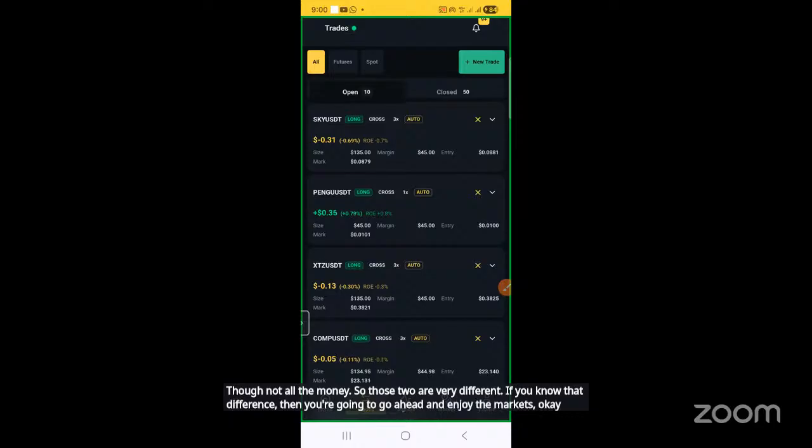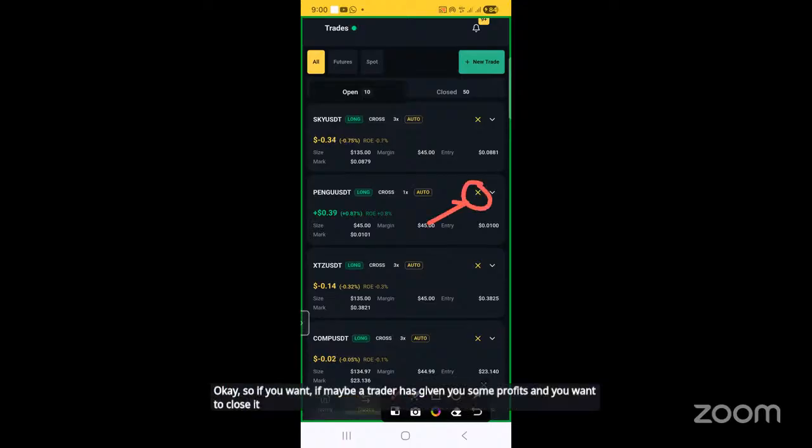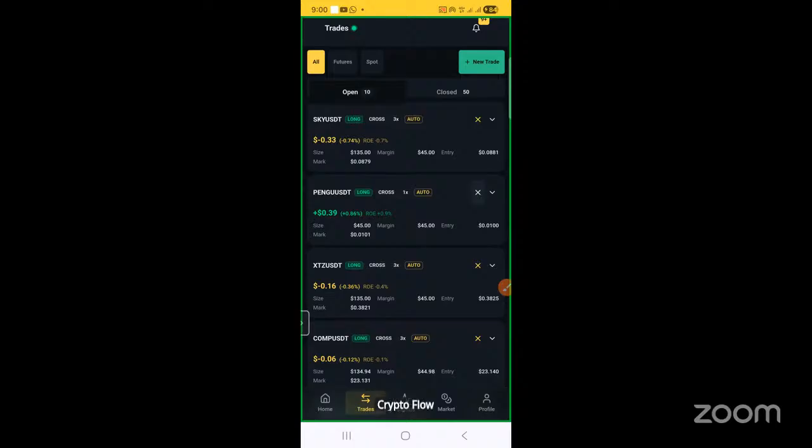Okay. If maybe a trade has given you some profits and you want to close it, you can either close it from here, or you close it from your Binance. You go to your Binance and you close the trade. Then you also come and close it inside the Crypto Flow bot. You can do those two options.